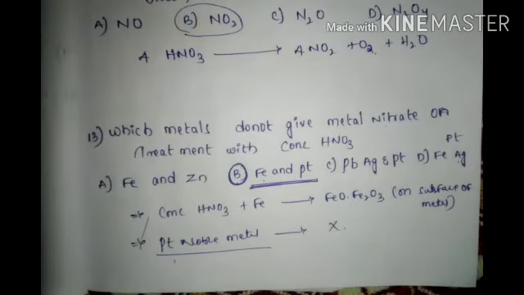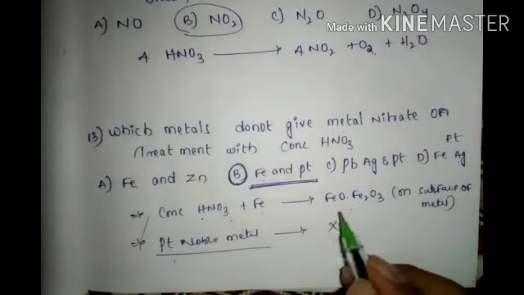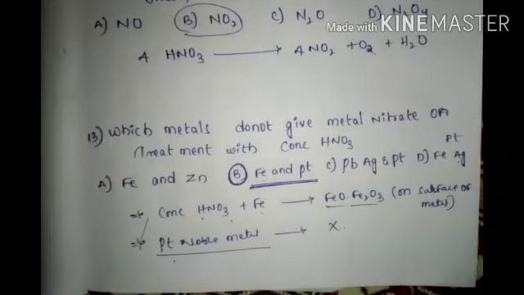Option B. What is the reason? Concentrated nitric acid does not react with Fe, and if it reacts, Fe2O3 will come on the surface of the metal. And Pt is a noble metal. It won't give any nitrates. This is the answer.